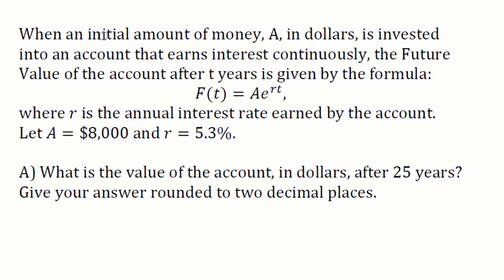So when an initial amount of money, the amount here is called A, the initial amount in dollars, is invested into an account that earns interest continuously, the future value of the account after T years is given by the formula. So future value, that makes sense why they named the function modeling the future amount F, capital F. So F of T equals A, the initial amount of money, times e to the RT. And the explanation here is that R is the annual interest rate earned by the account.